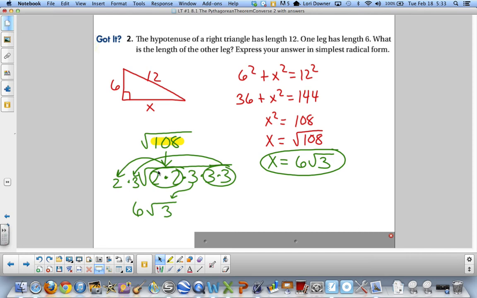So that's why a 2 comes out here and a 3 does. 2 times 3 is 6, so I get 6 square root of 3. It is perfectly fine if you leave it as square root of 108.